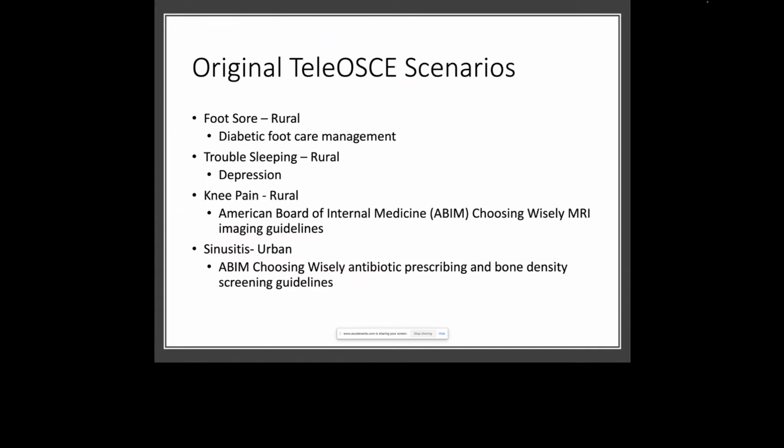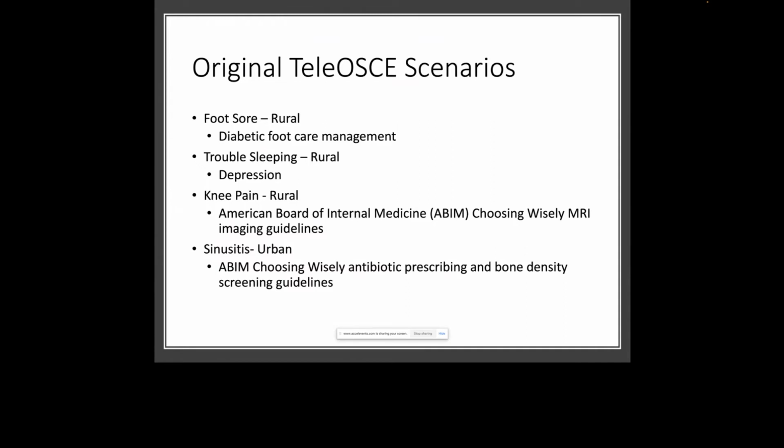Then we got a grant from the American Board of Internal Medicine to teach some of their Choosing Wisely guidelines. And so we picked a knee pain one, which was improper or proper use of MRI imaging. And then we did a sinusitis one, which we actually made an urban underserved, our first one.